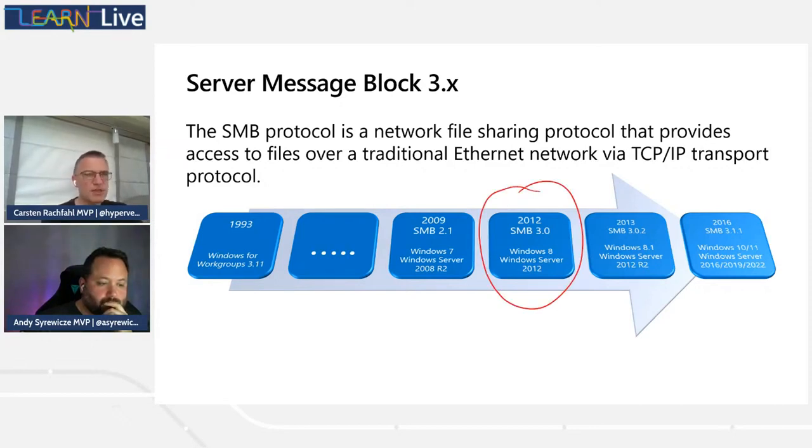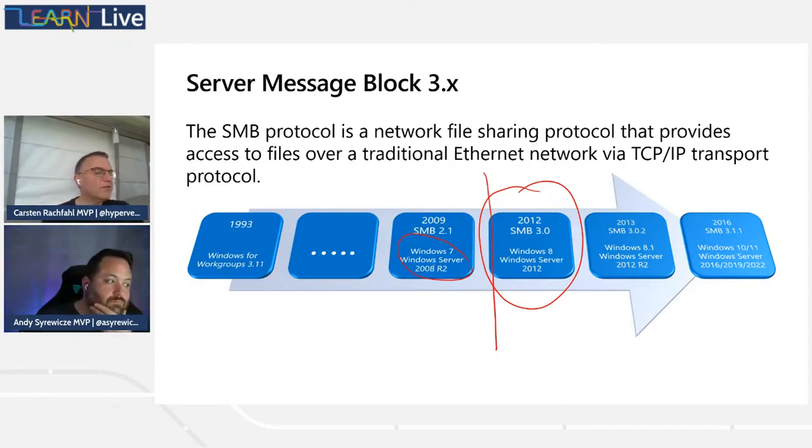SMB 3 has all the great features we need for using virtual machines on shares, so that the data of a virtual machine is living on a share. Before that, we couldn't do that. There was SMB 2.1 in Windows Server 2008. This is not supported, by the way. So every supported Microsoft operating system can leverage SMB 3.0 and beyond.